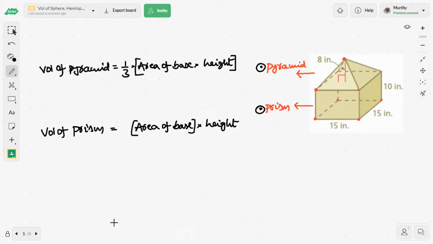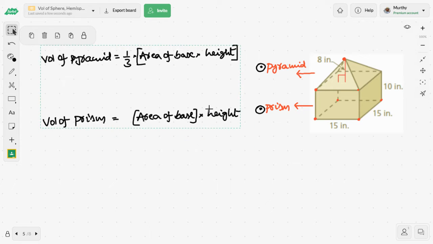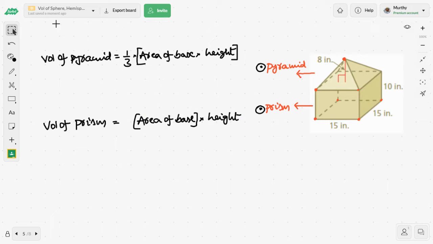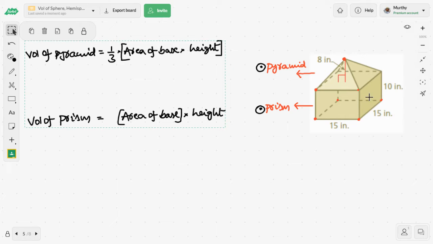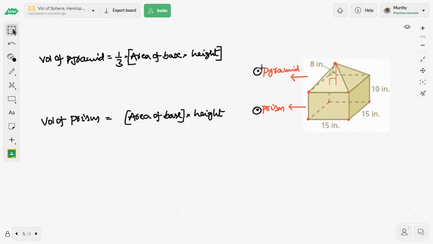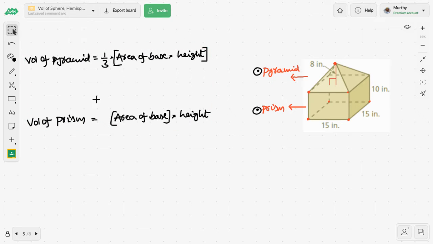Okay, so which one to be taken first, either if you want to take the prism first and pyramid later, or the other way around, still it makes no difference. So you can do either way. Let me move a little to the left so that I'll have some more space for working. Well, so you see that there are two figures. One is pyramid and the other one is prism, right? So as I told you before, you can take anything first.